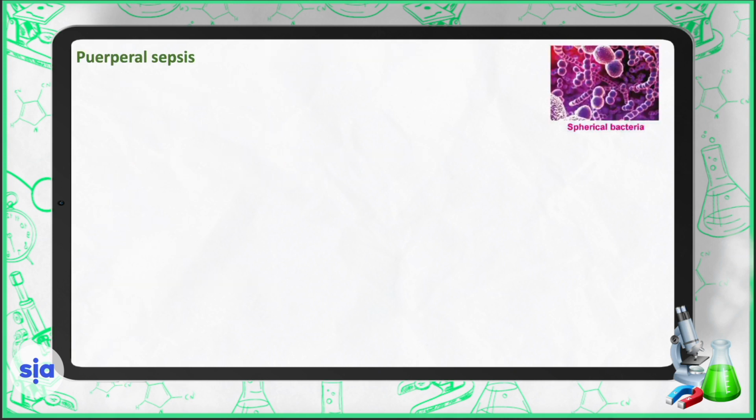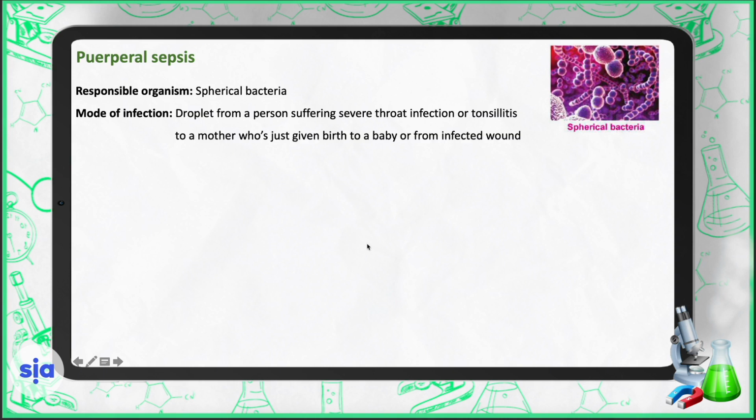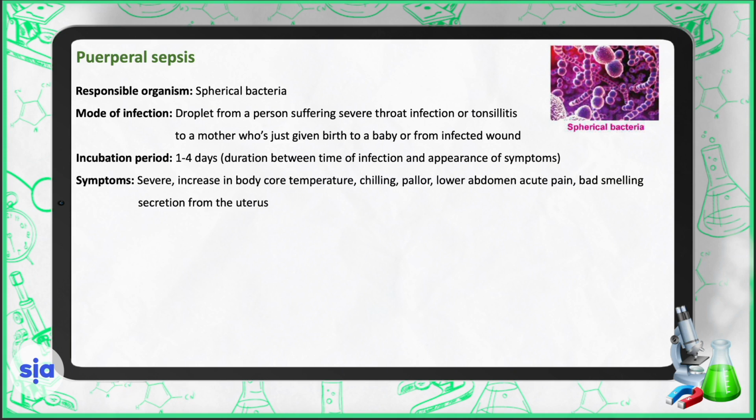Puerperal sepsis. The responsible organism is spherical bacteria. Mode of infection: droplet from a person suffering severe throat infection or tonsillitis to a mother who has just given birth or to a baby, or from an infected wound. The incubation period, which is the duration between the time of infection and appearance of symptoms, is 1 to 4 days.